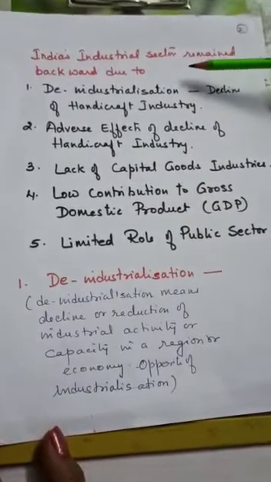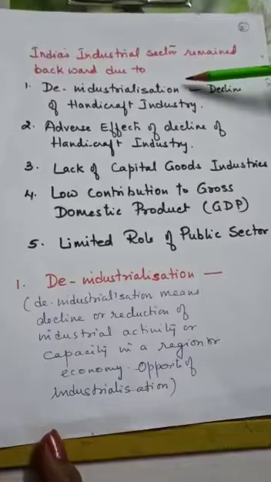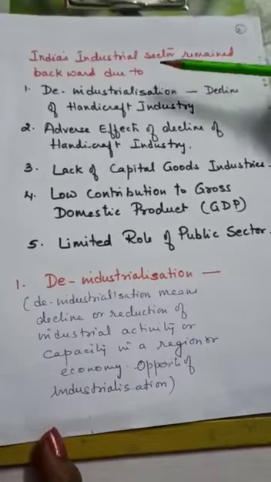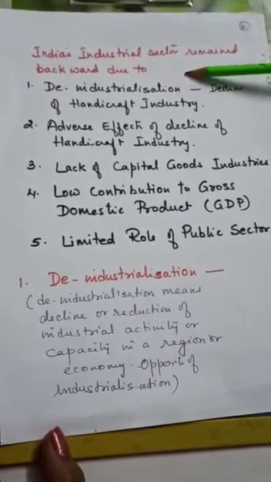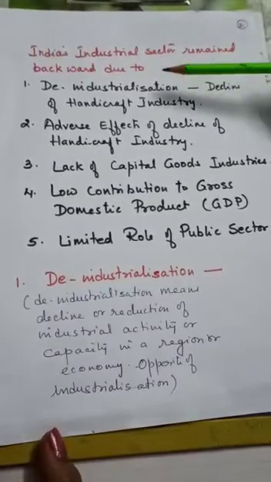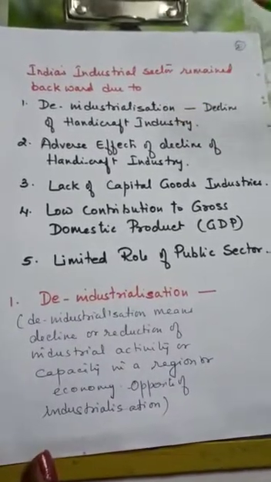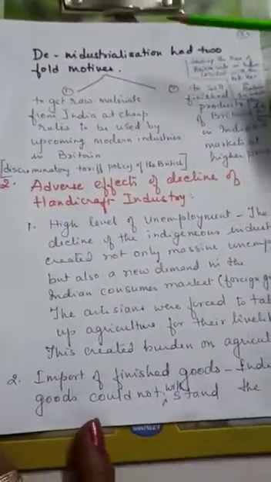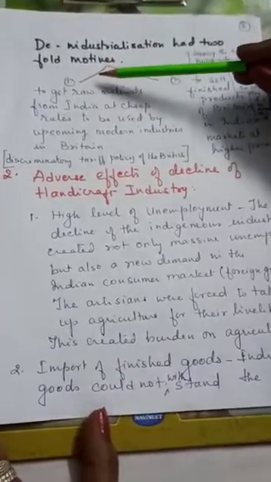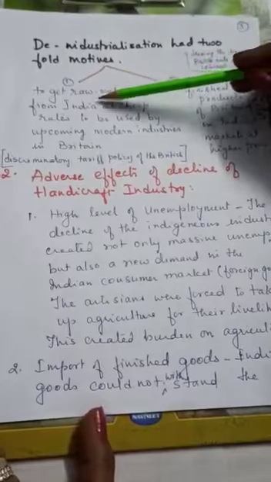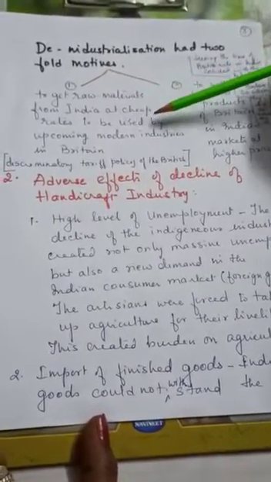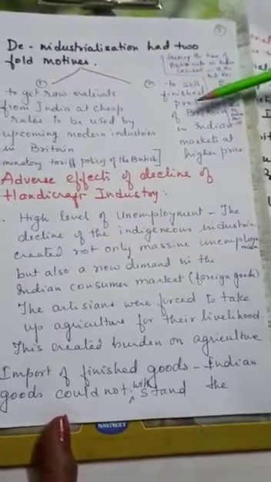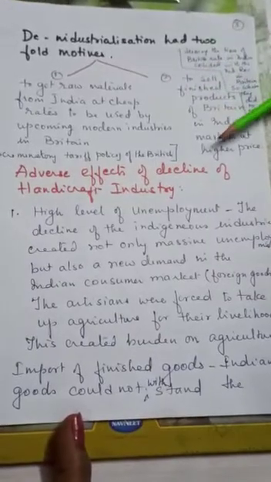We'll start with deindustrialization. Deindustrialization means decline or reduce of industrial activities or capacity in a region or economy. The word deindustrialization is opposite of industrialization. Industrialization means development, and deindustrialization means decline of the industrial growth. So, the first, deindustrialization had two-fold motives. The first one is the Britishers need raw materials from India at cheap rates to be used by the upcoming modern industries in Britain, and second, to sell finished products of Britain in Indian market at higher price.